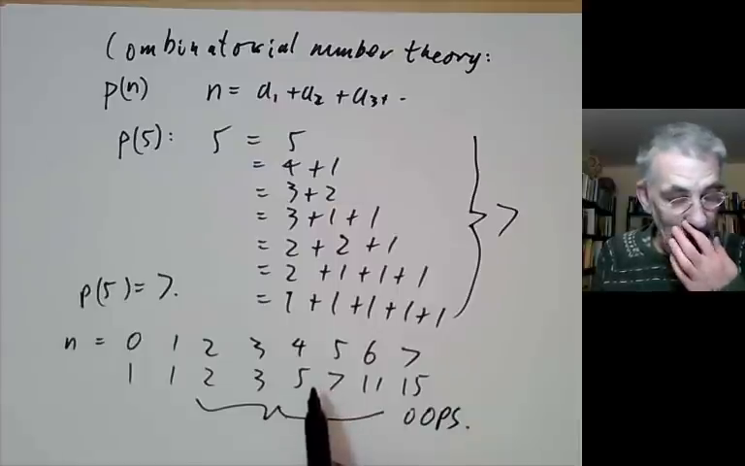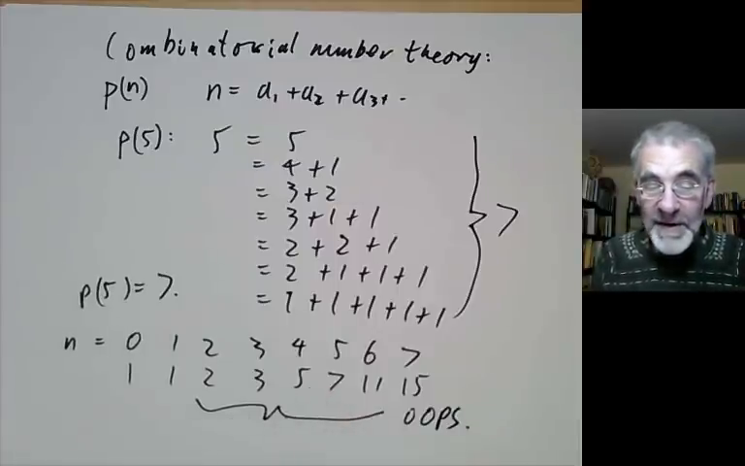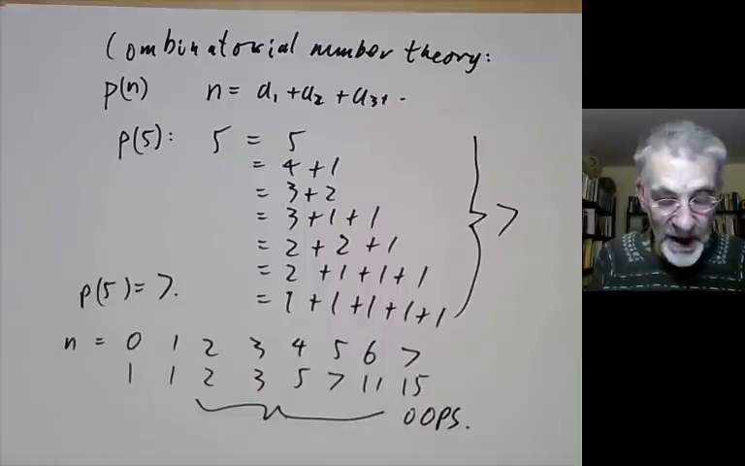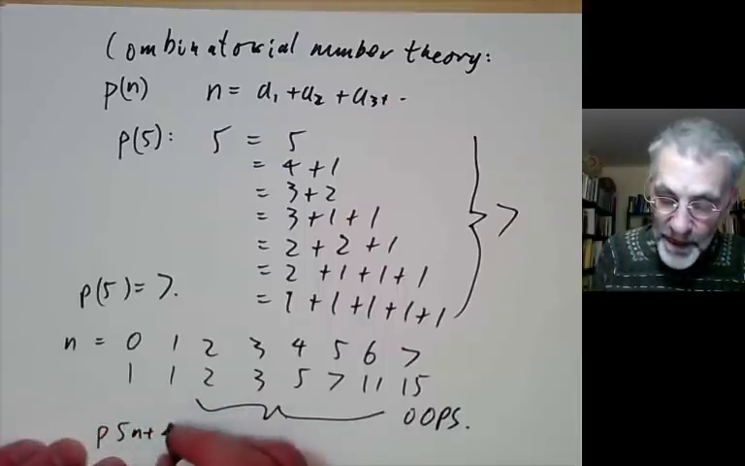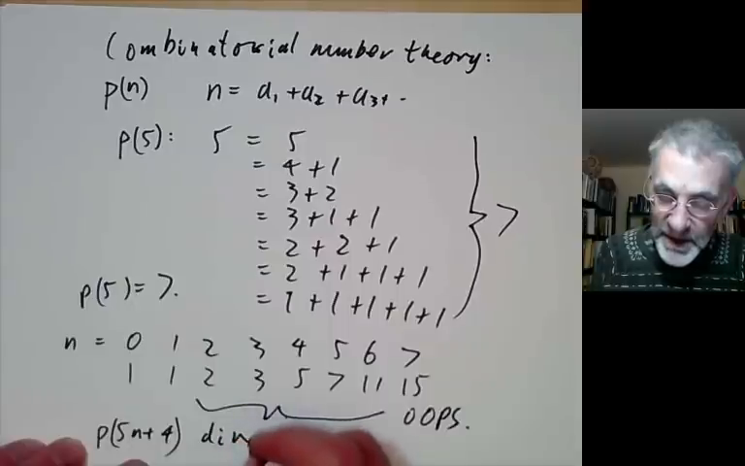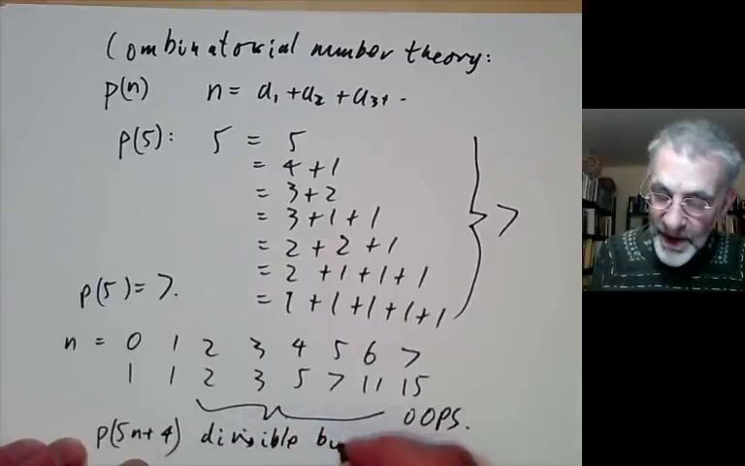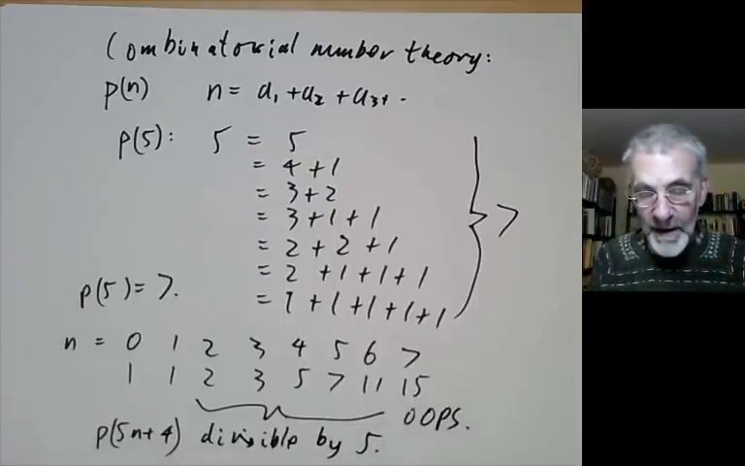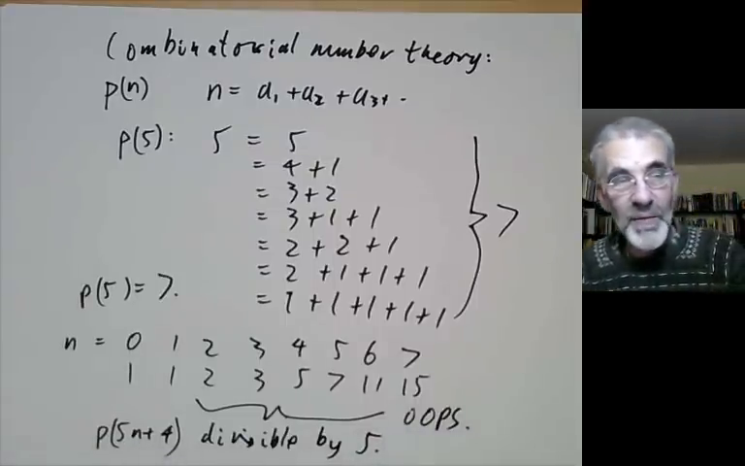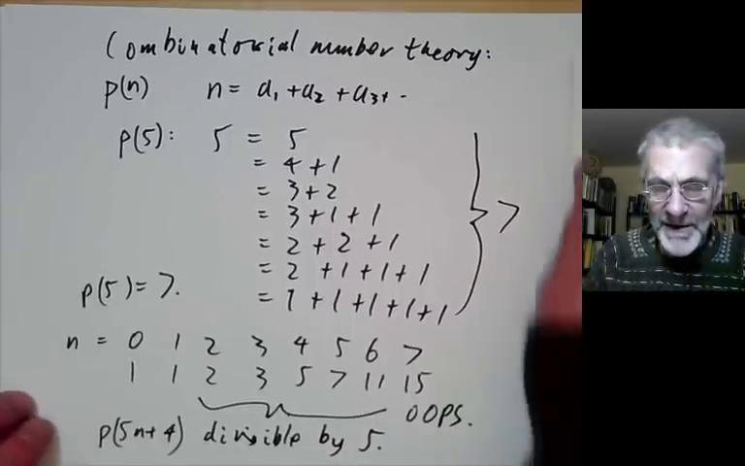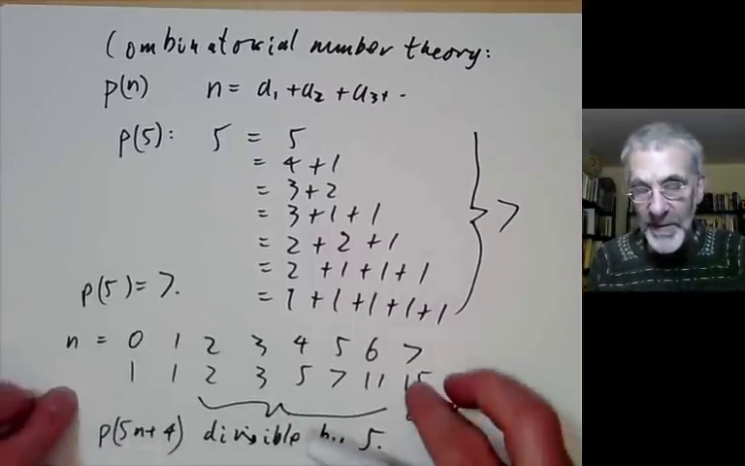There are lots of hidden number theoretic properties of partitions. For example, the number of partitions of 5n plus 4 turns out to be divisible by 5. And there's no obvious reason for this. If you sit down and try and prove it, you probably won't be able to. The reason for this is actually rather deep.